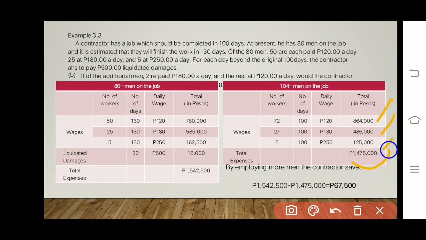So, ganun lang din yung computation ng wages. So, bali, ang total expenses lang niya is 1,475,000. So, therefore, anong mangyayari? Kapag in-implement niya yung additional, pag nag-hire siya ng additional men, mas makakasave siya ng 67,500 pesos. Therefore, ang decision ng contractor, mag-hire na lang ng additional kaysa magbayad ng liquidated damage. So, that's all. So, thank you.